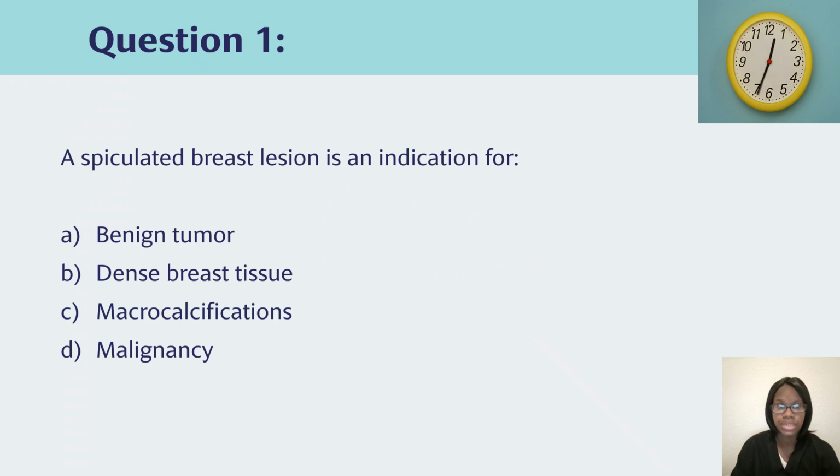For question one, a spiculated breast lesion is an indication for, is it a benign tumor, dense breast tissue, macrocalcifications, or malignancy?